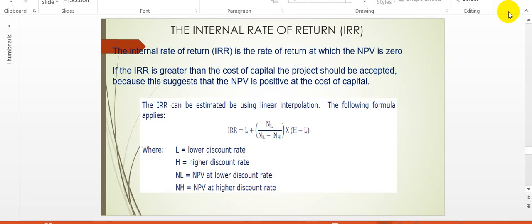How do we use the IRR? If the IRR is greater than the cost of capital, the project should be accepted, because this suggests that the NPV is positive at that cost of capital. The IRR can be estimated by using linear interpolation, simply meaning that it is basically a trial and error calculation.